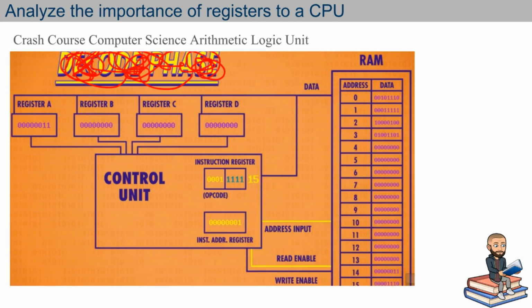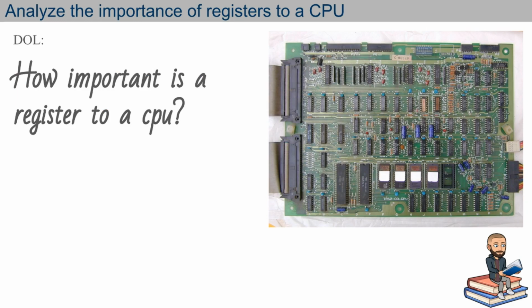If you are chomping at the bit to know more about this, I suggest you go to YouTube and search for the Crash Course Computer Science Arithmetic Logic Unit video. Here's just one picture from it. It's a really great explanation of how all this works. So here's the end of the lesson. I just want you to tell me, how important is a register to a CPU? Good luck and don't give up.